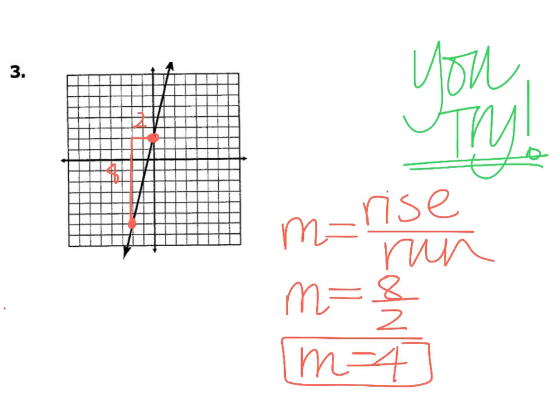Alright, so you should have gotten a slope of 4. How did we get that? Given the graph, we want to look for rise over run. We look for the 2 points we're given. Our rise is we went up 8, so positive 8. We went to the right 2. So rise over run, 8 over 2, and we can simplify that. 8 divided by 2 gives us 4.